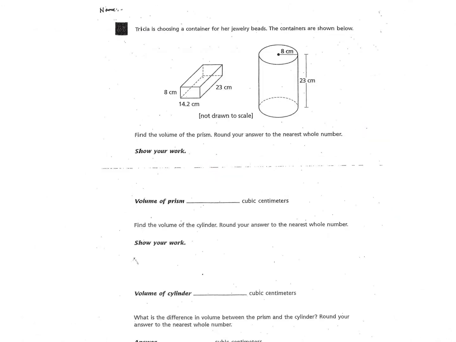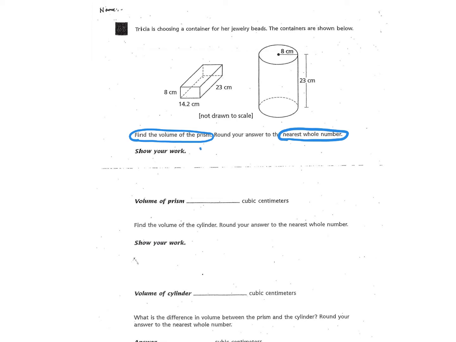This problem is from an old state exam. Let's read together. Tricia is choosing a container for her jewelry beads. The containers are shown below. Find the volume of the prism. Round your answer to the nearest whole number.